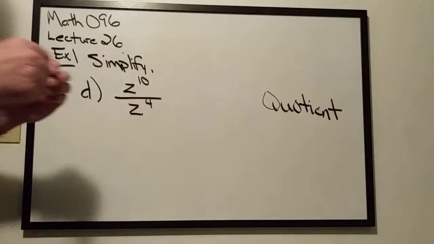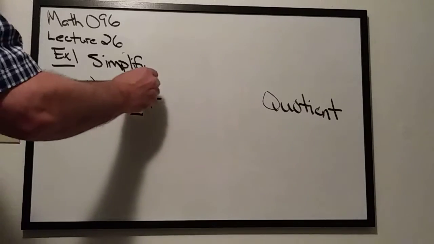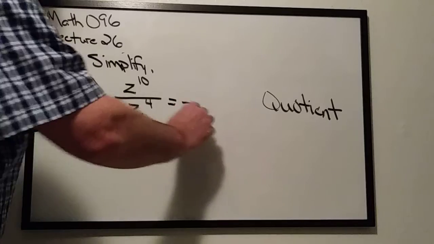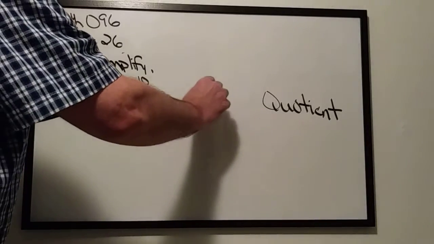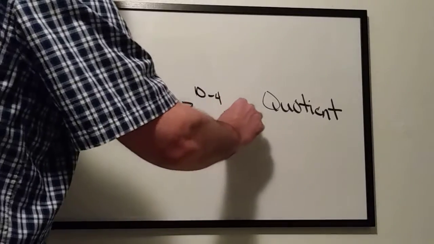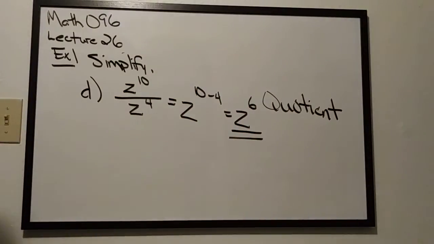And according to the quotient rule, if you have x to a power divided by x to a power, you can subtract your exponents. Well, again, it works for z as easily as it does for x's. So if we have z to a power divided by z to a power, we can then say this is the same as z to the 10 minus 4 power. 10 minus 4 is 6. So we have z to the 6th power. Now that's our final answer.